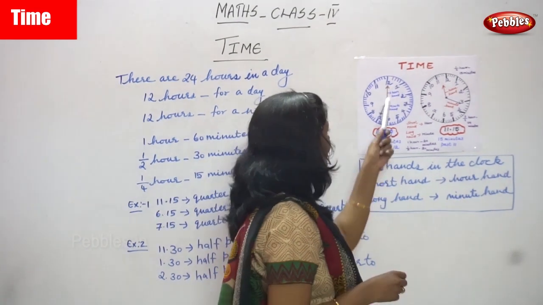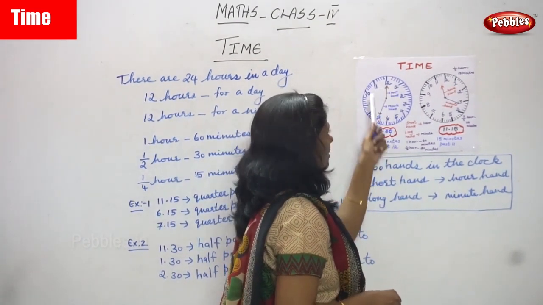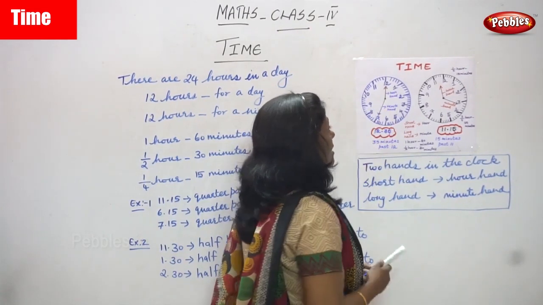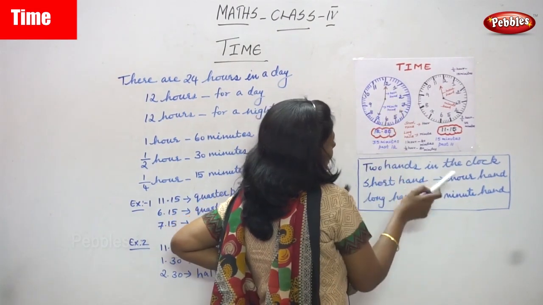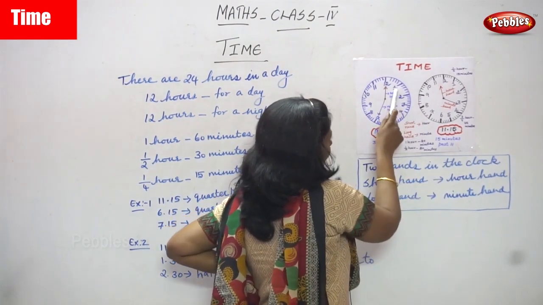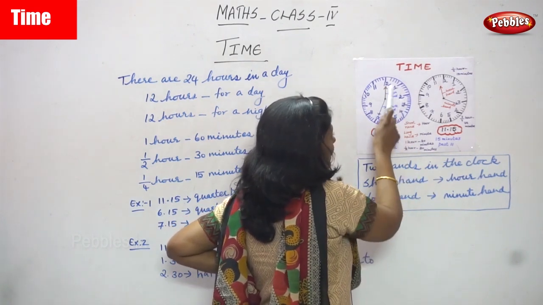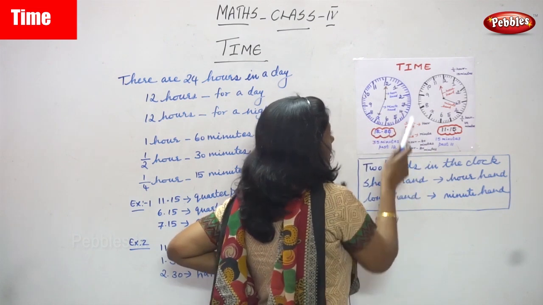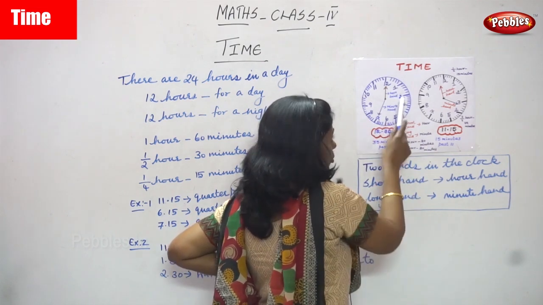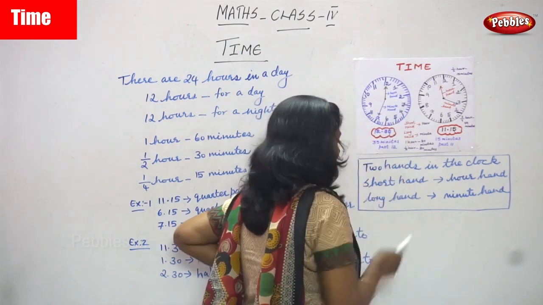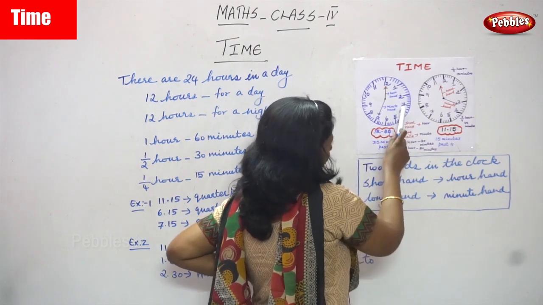Okay, now we are going to see, what do these numbers represent? These numbers represent minutes. Each number represents 5 minutes. So 1 represents 5 minutes, 2 represents 10 minutes, 3 represents 15 minutes.